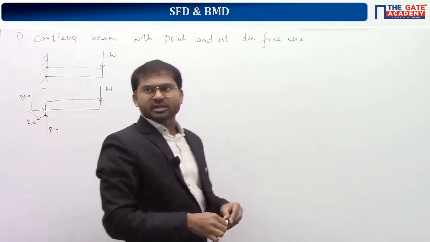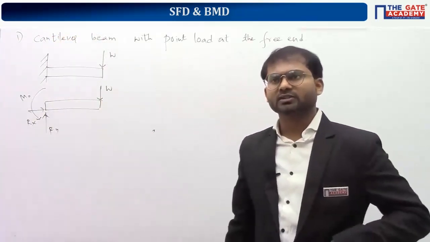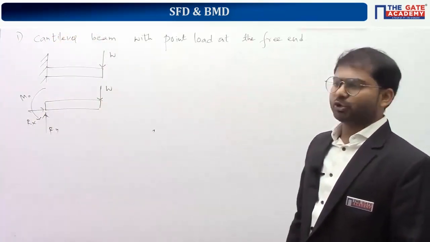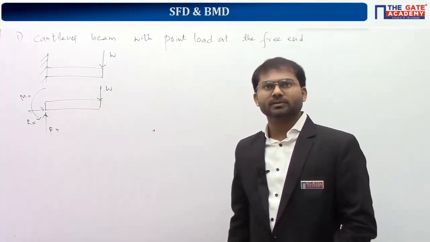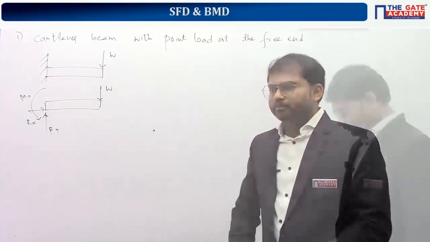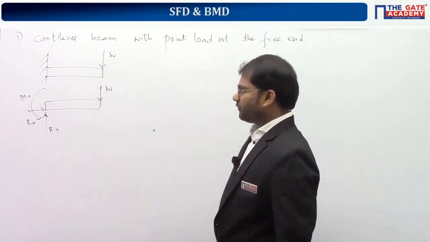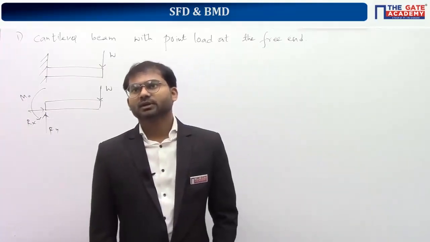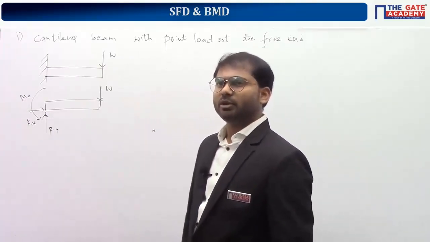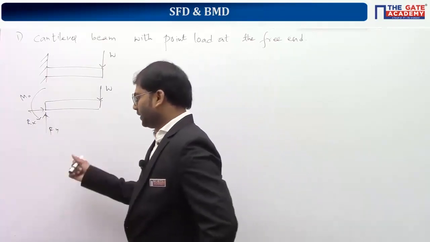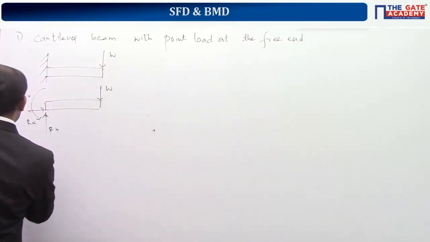So here, first step, as you all know, we should get the unknown reaction forces and moments. I want you to give me the values of Rx, Ry and M naught. Come on, do it fast. Very good: Rx is 0, Ry is W, M naught is equal to W into L. Simply by applying the equilibrium conditions, you can get these values.